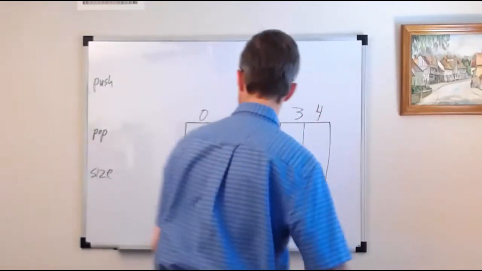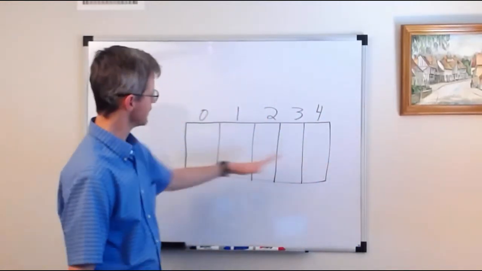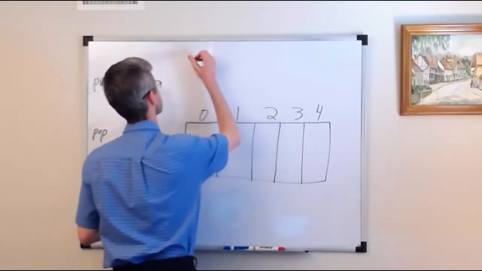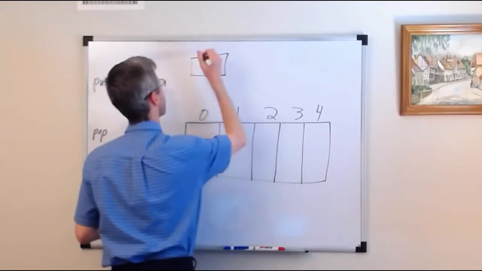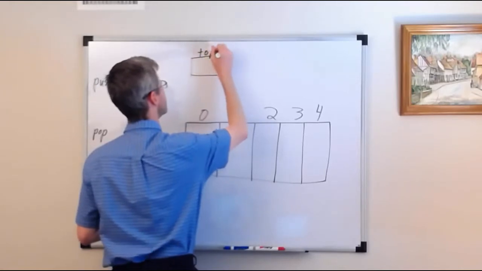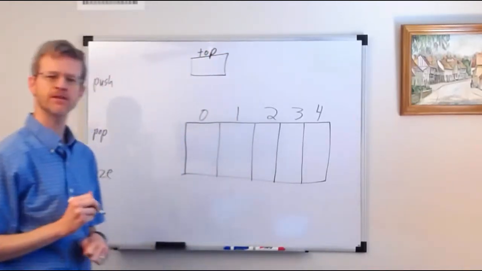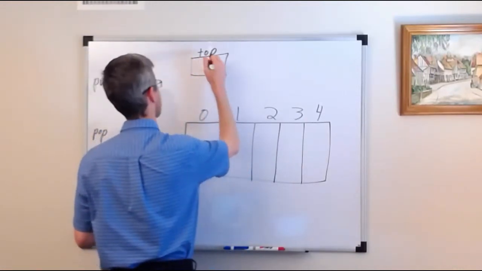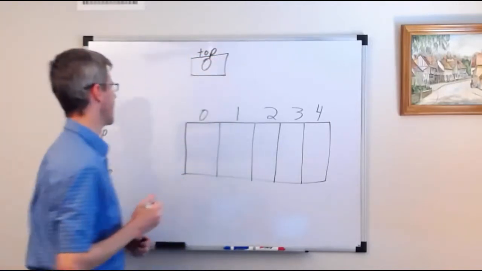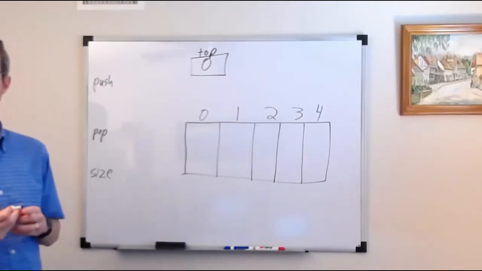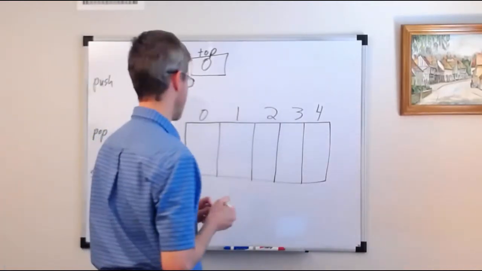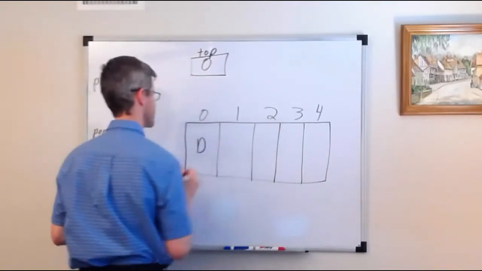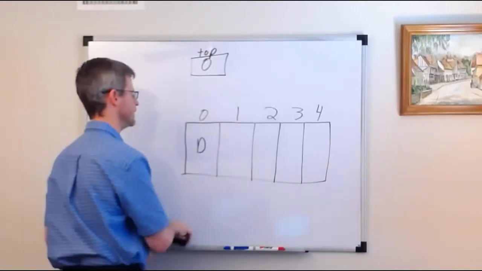Okay, so the first thing that I need is, aside from my array itself, I also need another variable, which is frequently called top. And that variable is going to store the index of the top of the stack. So initially, the stack has 0 items in it, and the top of the stack is at position 0. So let's suppose that we have our empty stack and we push on D. Well, then D is going to go here, and the new top becomes 1.